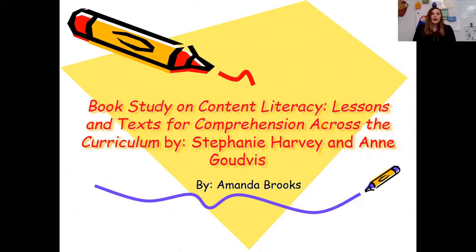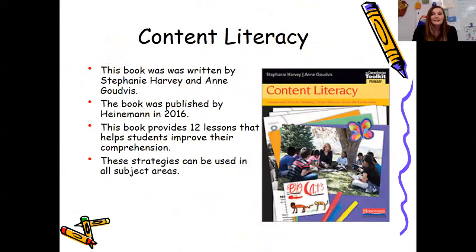Okay. Now, like I said, I needed to complete a book study, and I tried to pick a book that would relate to our grade level. After scrolling through and trying to find a book about content literacy, I came across the book Content Literacy Lessons and Text for Comprehension Across the Curriculum by Stephanie Harvey and Anne Goudvis. Now, I may have messed up her last name. That's the way that I pronounced it, though. Content literacy. So, on the screen, you're going to see a picture of the book. I also have this book right here with me.